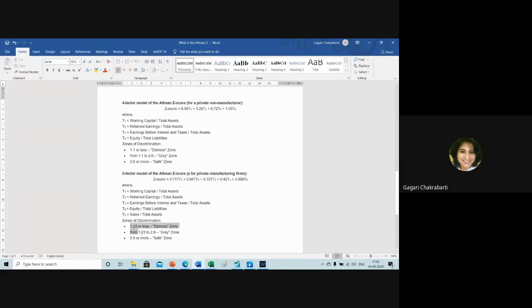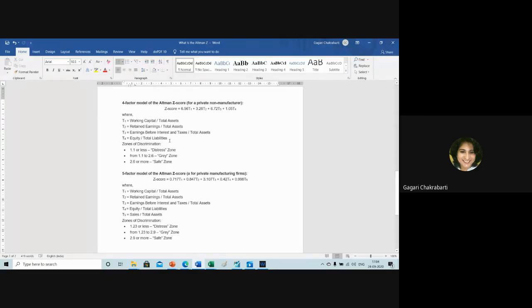Then there are these values which define the zones: the distress, gray and the safe zone, right? So just by looking at that, for each year, you can find out the probability for, say, Maruti, in this case, the probability of going into distress in coming 1 or 2 years. In some literature, it is stated that in coming 1 year, and in some literature, it is pointed out that in coming 2 years, right?